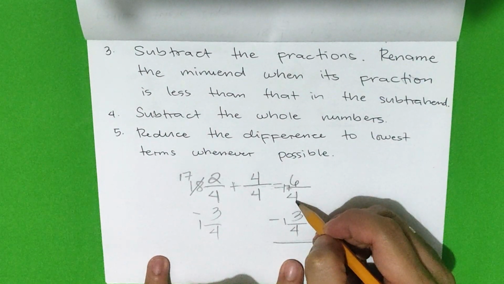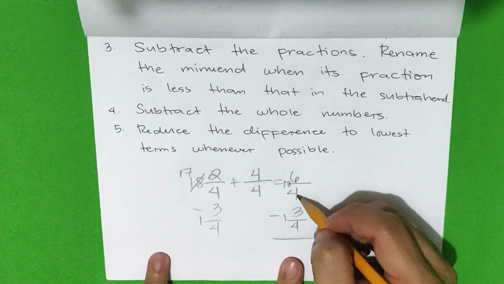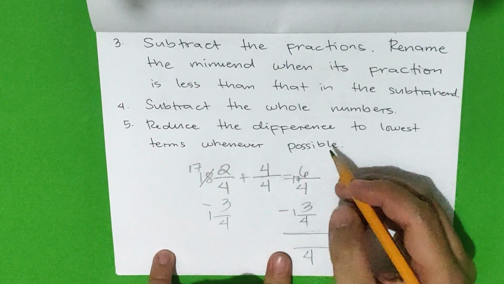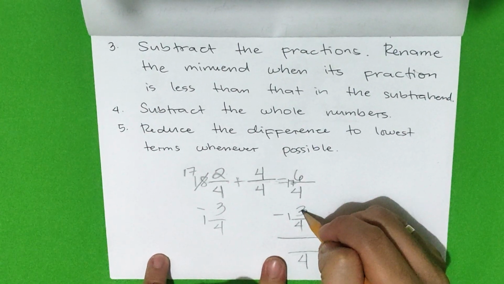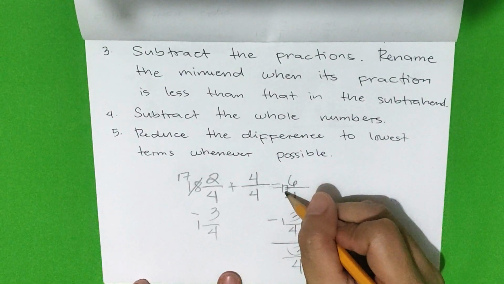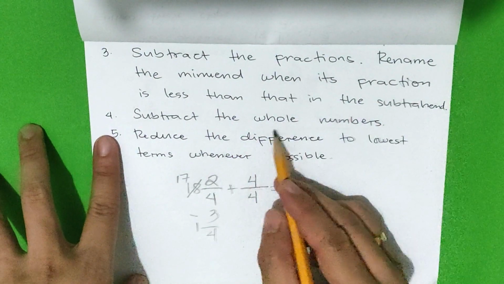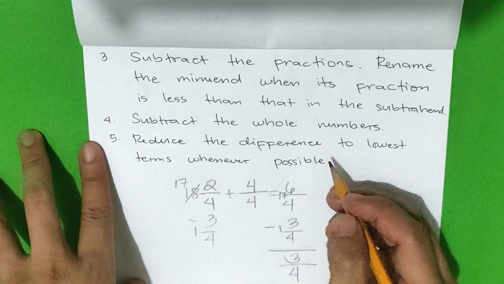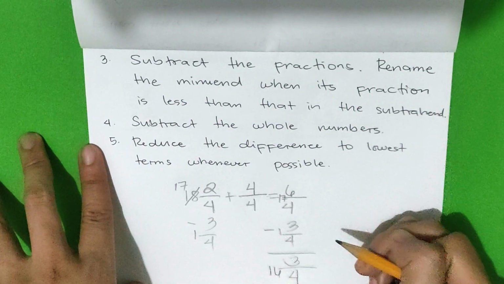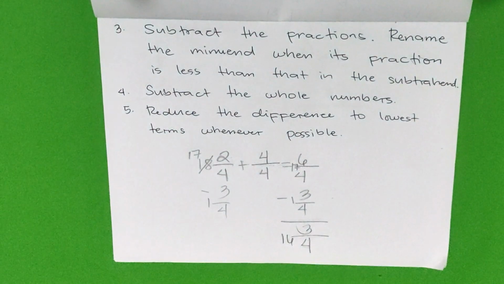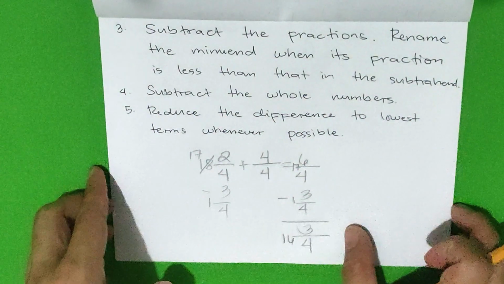So since our set of fractions are already similar fractions, let us copy the denominator 4. And let us subtract 6 and 3. 6 minus 3 is 3. And let us now subtract the whole numbers. That is step 4. 17 minus 1 is 16. So remember the fifth step. Reduce the difference to the lowest terms whenever possible.